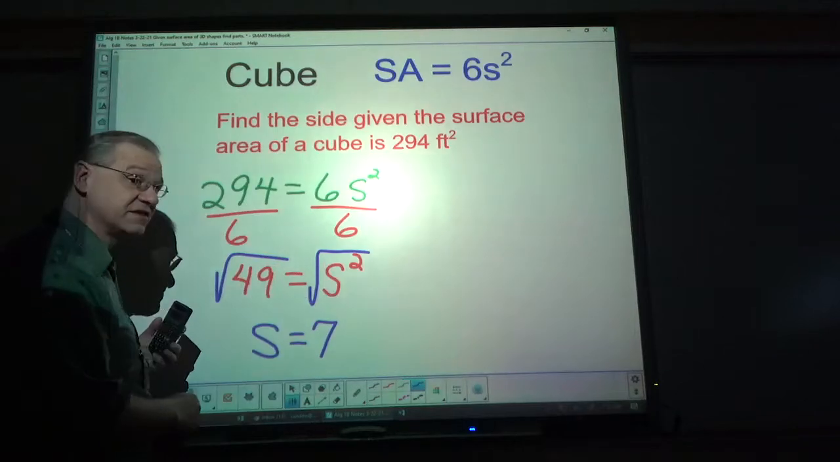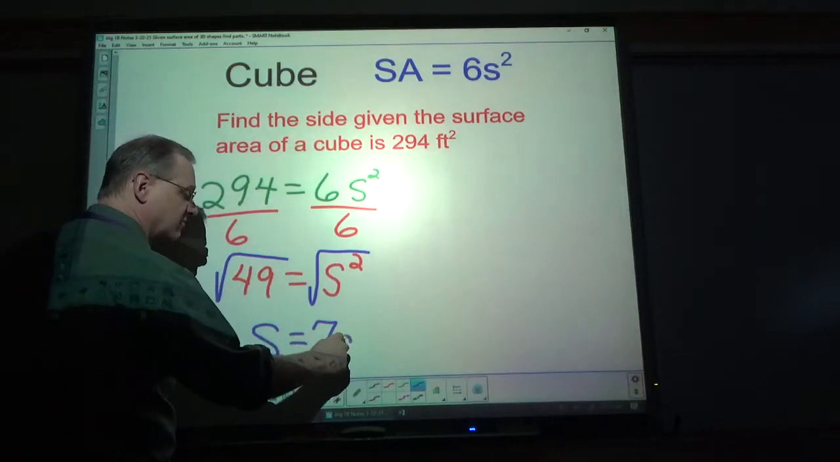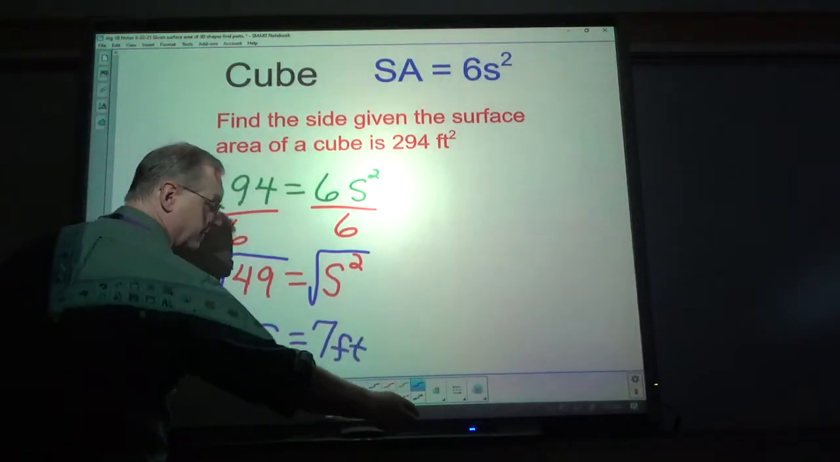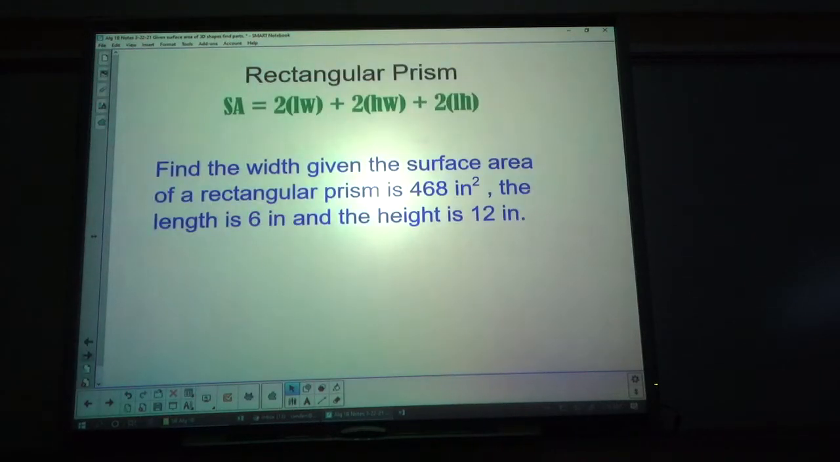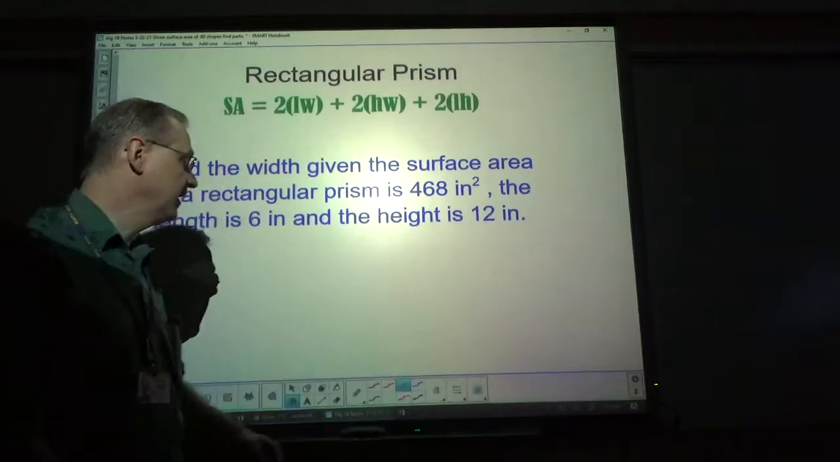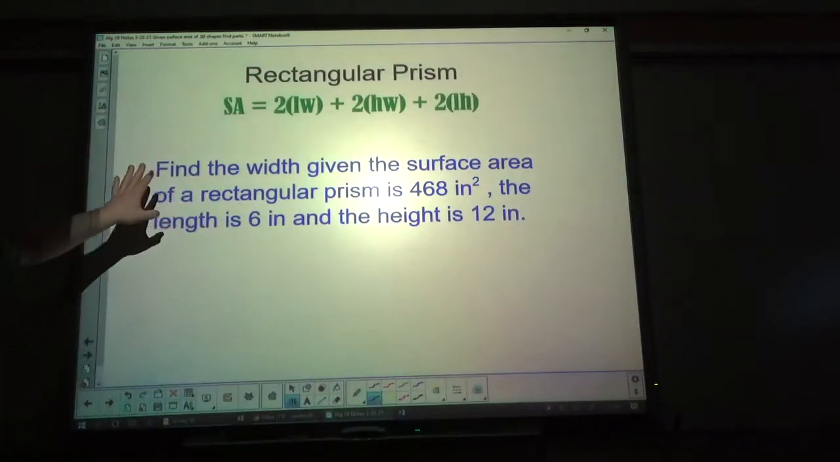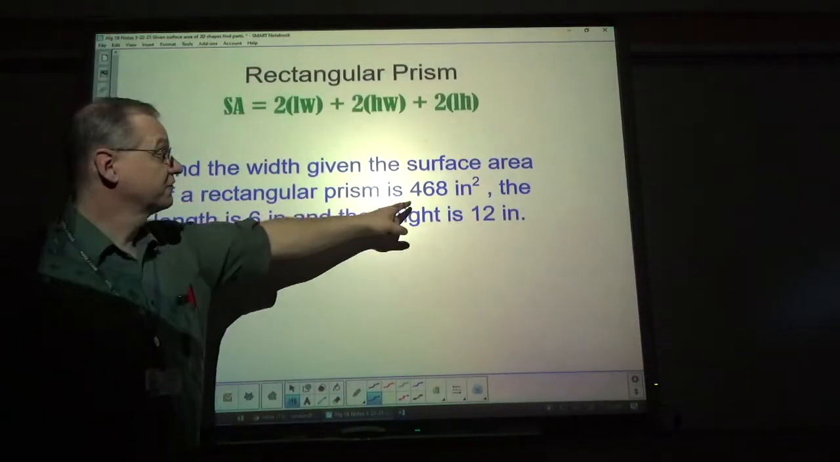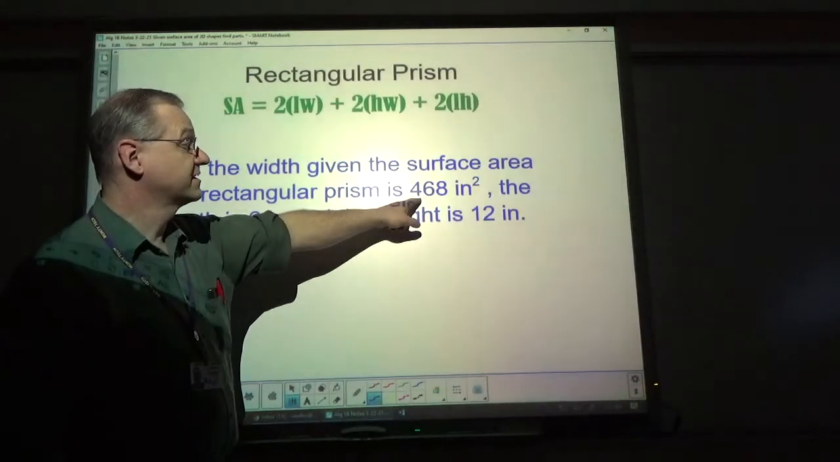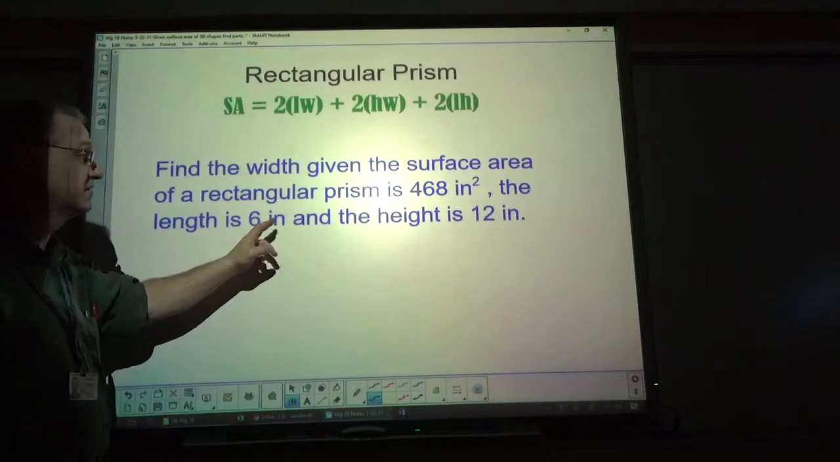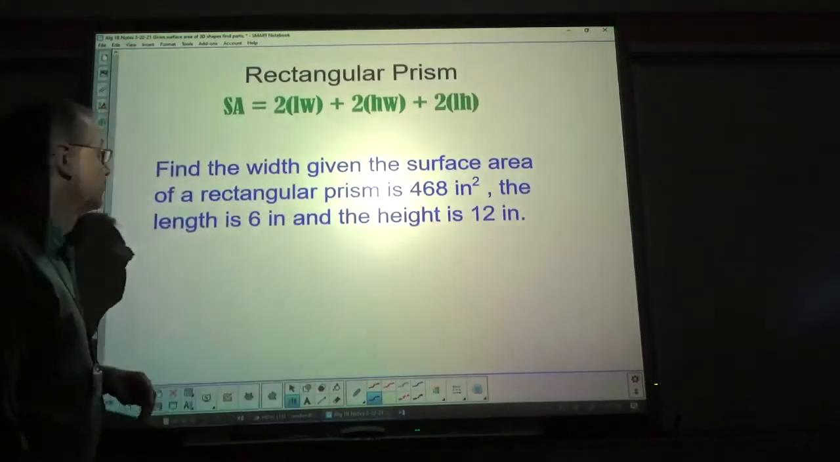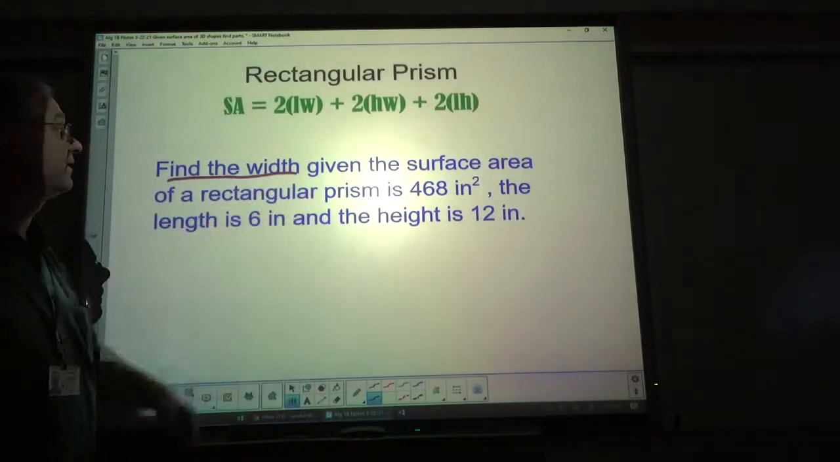Now, my unit was feet squared. For a side, it's just feet without the square because it's not a surface area or area. All right, rectangular prism. This one's a little bit more effort. It tells you the surface area is 468 inches squared. The length is 6 inches and the height is 12 inches. So we need to find the width.